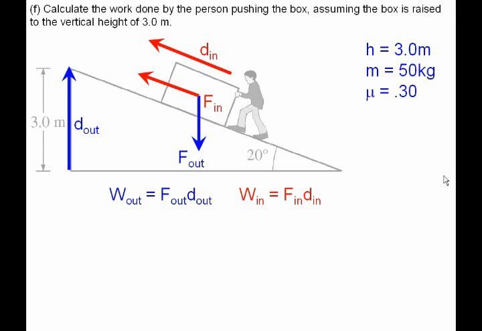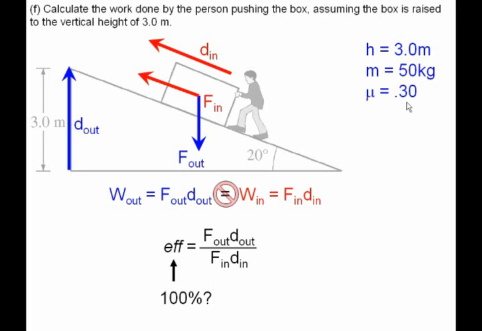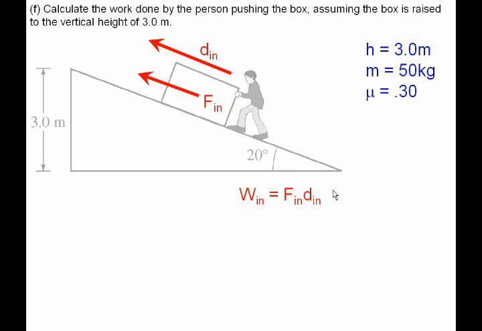If this was a simple machine, our efficiency would be 100%, and that means that the work in equals the work out. However, we know it's not 100% efficient because we have friction, and that means these are not equal to each other. Normally it'd be easiest to just multiply these 2 numbers because we already know the weight and we know the height. So we're going to have to use the Fin and the Din to calculate this one because there's friction. The Fin is the applied force. We figured that out in the previous part.